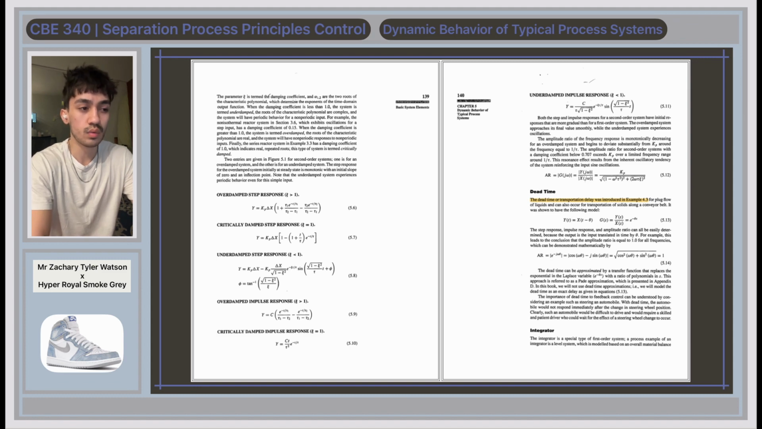It was shown to have the following model, equation 5.13, in which we have the output as a function of t equal to the input at t minus θ. We're also given the transfer function for the dead time. This is in the Laplace domain, so the transfer function is always the output over the input, and this would be equal to e to the power negative θs.